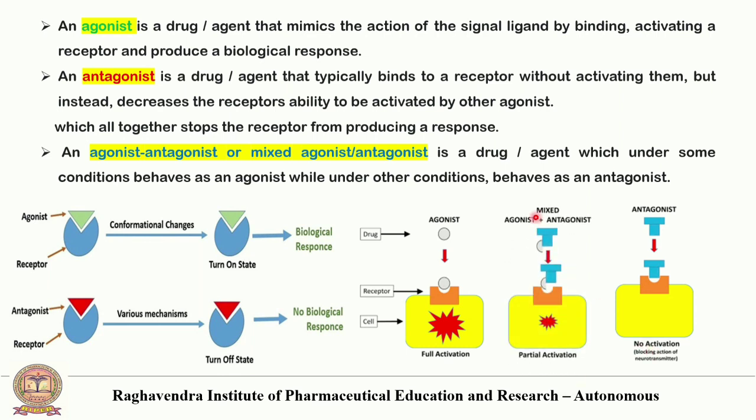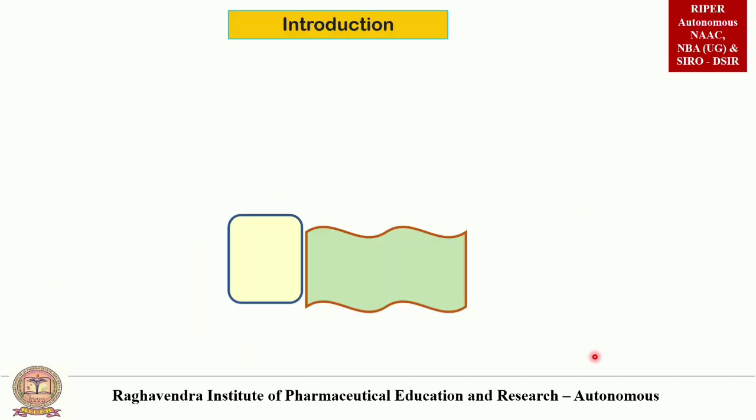One more is there, that is mixed agonist and antagonist. Here partial activation of the receptor will take place to produce partial biological action. This is regarding agonist, antagonist and mixed agonist and antagonist.